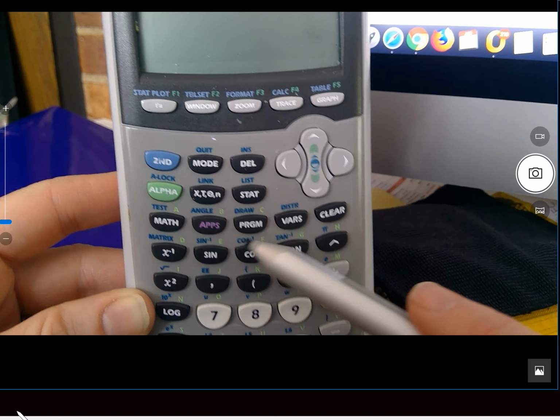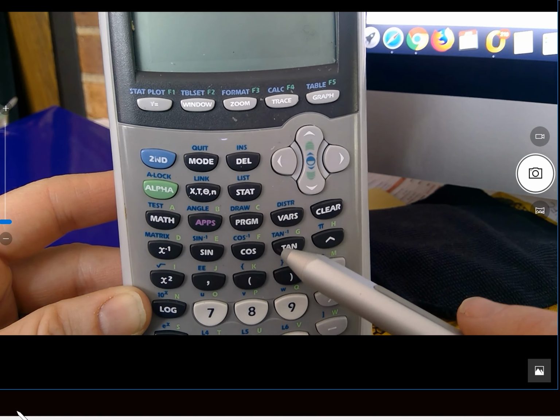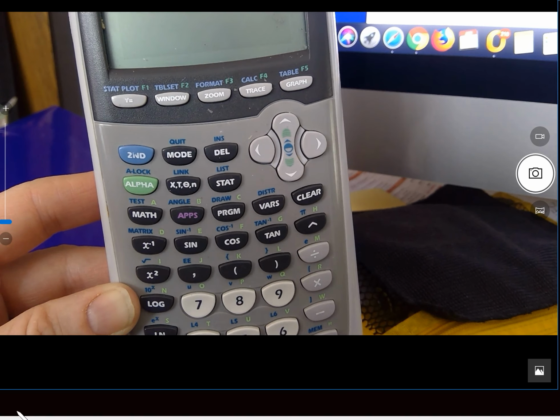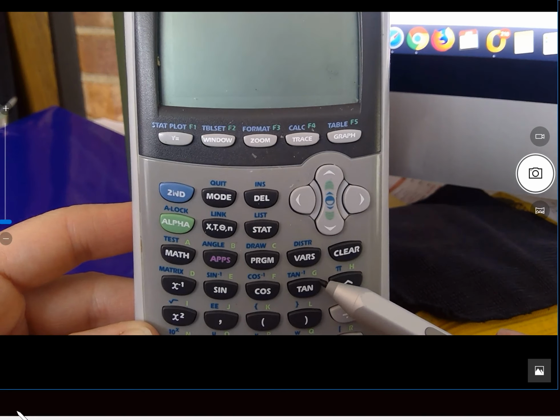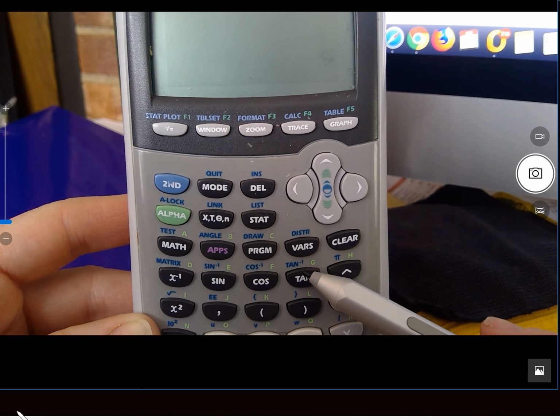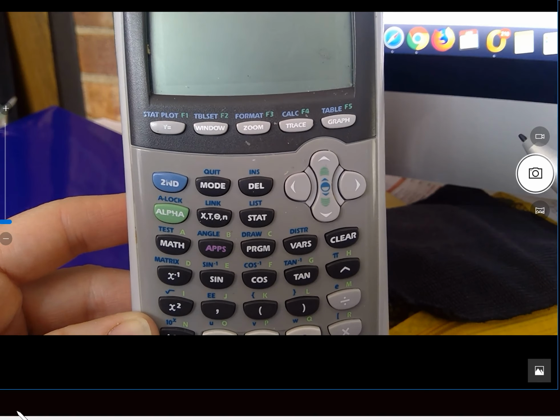That's what these inverse trig functions are. Remember what tangent, sine, and cosine do: you put in an angle and it spits out a number. The inverse functions go the opposite way. So if I'm taking tangent inverse of something, I'm putting in a number and it's going to spit out an angle.